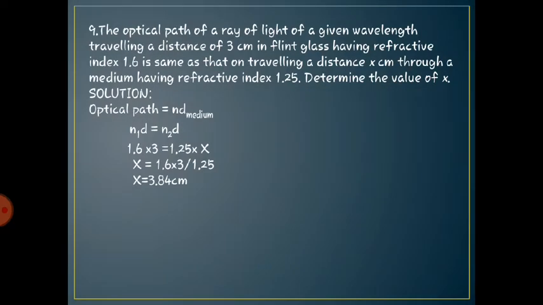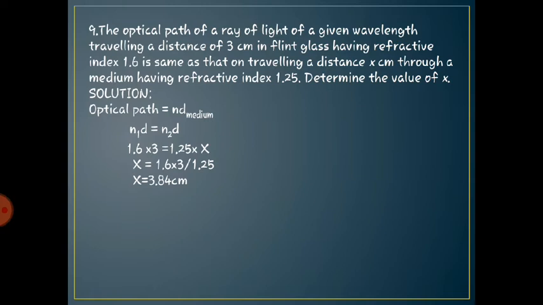Ninth one. The optical path of a ray of light of a given wavelength traveling a distance of 3 cm in flint glass having refractive index 1.6 is the same as that of traveling a distance of x centimeter through a medium having refractive index 1.25. Determine the value of x. First of all, what is given? Two things are given which are the same. What two things are given?